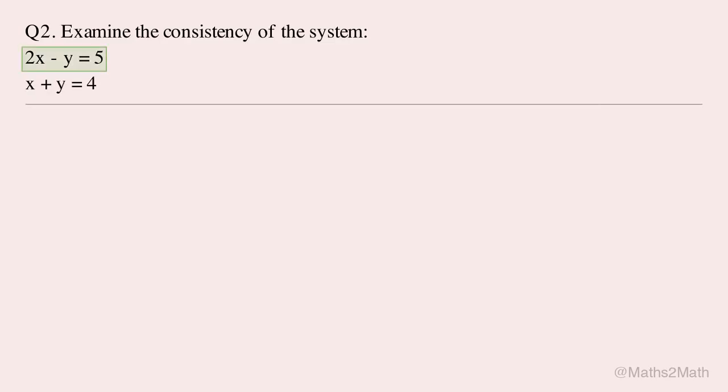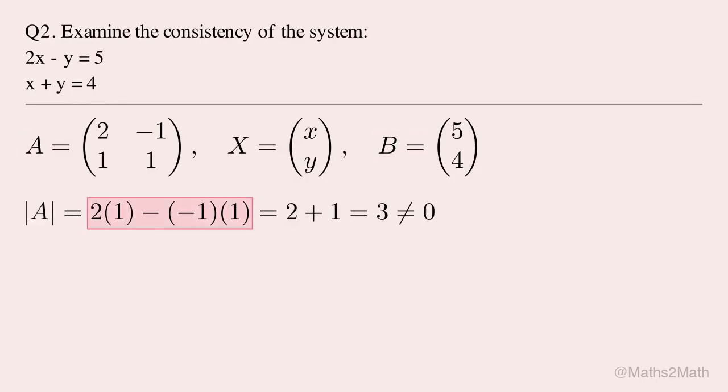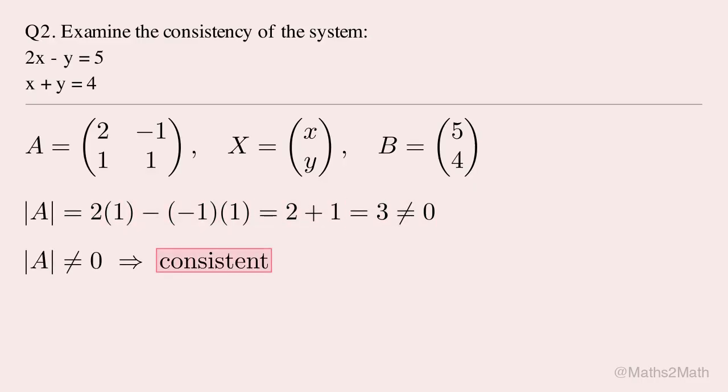Question 2. Another pair of equations to test for consistency. The same determinant test decides it. Set up the matrix form first. The determinant is 2 plus 1, which is 3, non-zero. So A is invertible and the system has a unique solution, consistent.